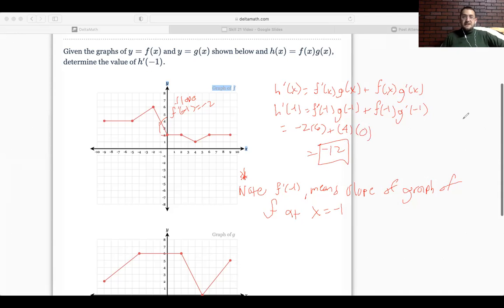So what you're doing basically here is just looking at the graph. If it is a non-prime, you're just finding the y value. And if it's a prime, a derivative, then you find the slope. So remember, derivative equals slope of the curve at the point.